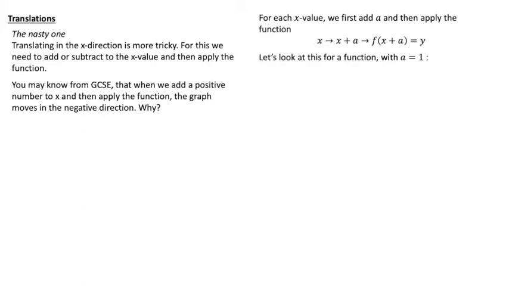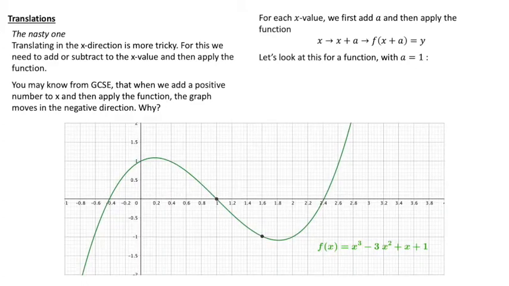So, we'll have a look at it for a function, and we'll just use a equal to 1, so we're moving it one unit one way or the other. We know in fact which way it's going to go, but let's pretend. And here is our function, and you'll see 2 points marked, one at (1, 0), and the other one at (1.6, roughly −1). And we're going to have a look at what happens to those points.